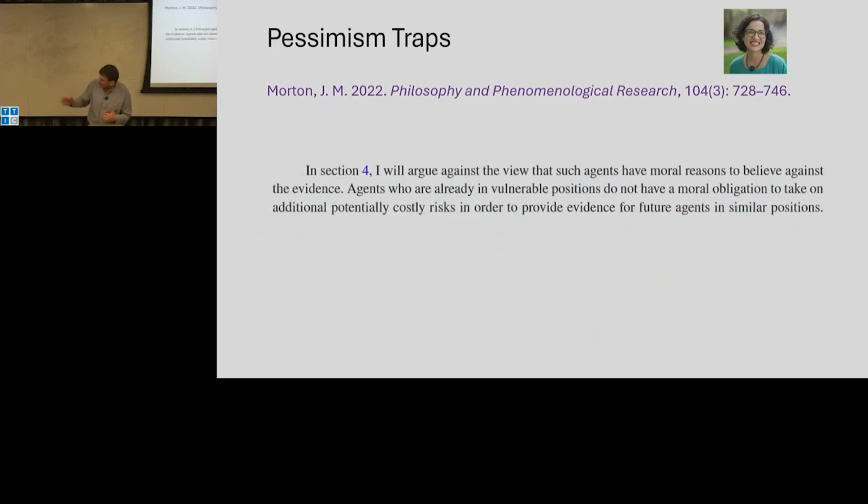And then she goes on later to contrast her view with some other papers, where other papers say, well, you had to do it for the people coming after you. And she says, I will argue against the view that such agents have moral reasons to believe against the evidence. Agents who are already in vulnerable positions do not have a moral obligation to take on additional potentially costly risks in order to provide evidence for future agents in similar positions.